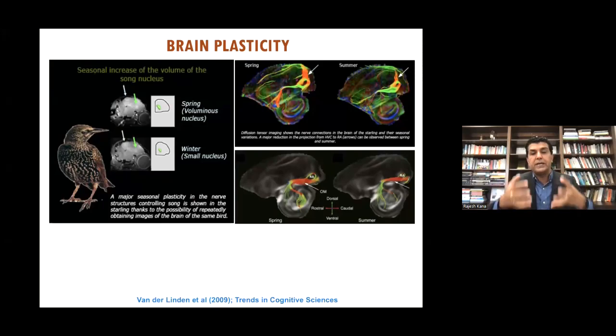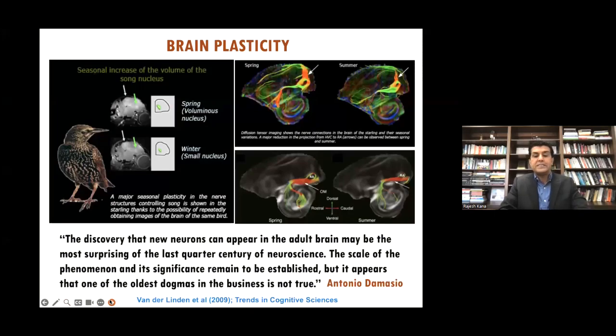The more you're using it, the more likely it is that a part of the brain will increase its size and function. And that addresses the idea of brain plasticity. I wanted to read this quote from Antonio Damasio, a well-known neuroscientist. The discovery that new neurons can appear in the adult brain may be the most surprising of the last quarter century of neuroscience. The scale of the phenomenon and its significance remains to be established, but it appears that one of the oldest dogmas in the business is not true.